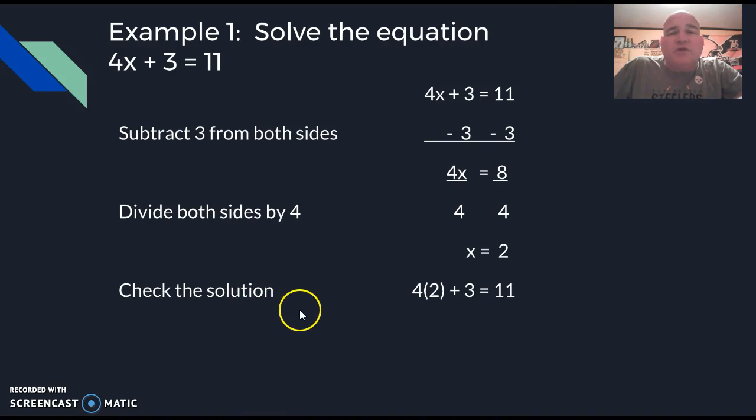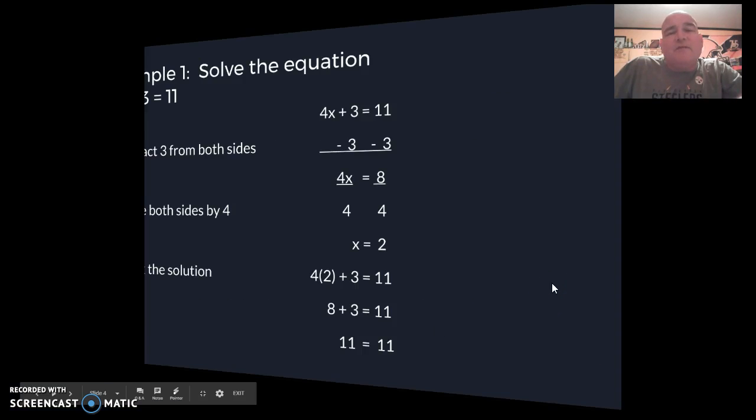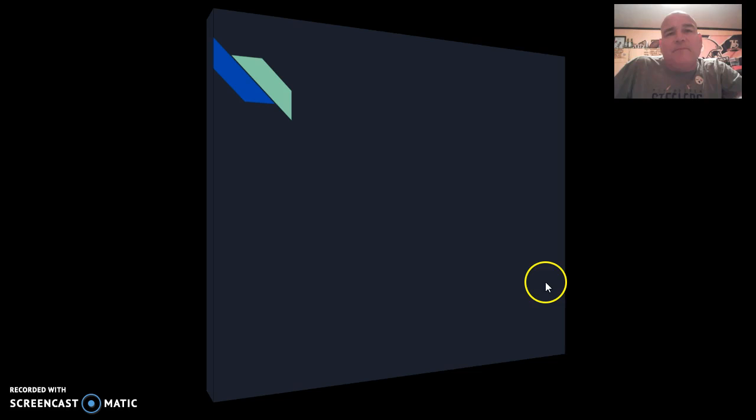We're checking our solution by putting 2 into the equation, 4 times 2 plus 3. We'll evaluate this left side, following order of operations this time because we're evaluating. Multiplication comes first, 4 times 2 is 8. 8 plus 3 then is 11. Both sides are the same.